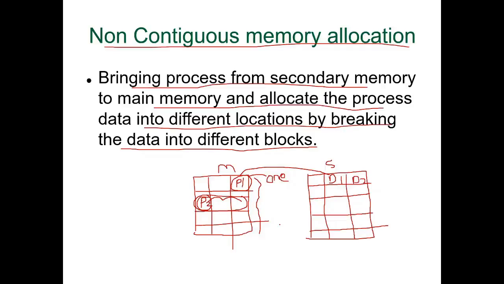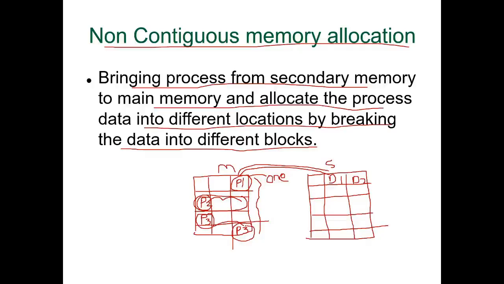Whereas in non-contiguous allocation, what happens? When you bring the processes from secondary memory to main memory, that process can be stored at any place, wherever there is space available in the main memory. Suppose this block is free, then that process will be stored in this block and the remaining blocks are occupied. Then suppose here is another free block, then some data of that process will be stored in this location and some other data of that process will be stored in some other location.